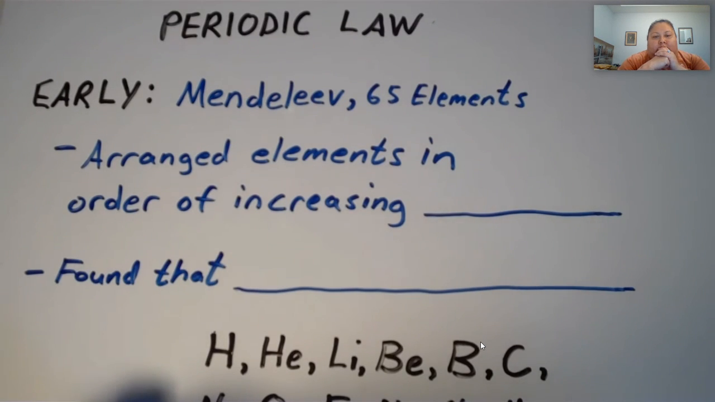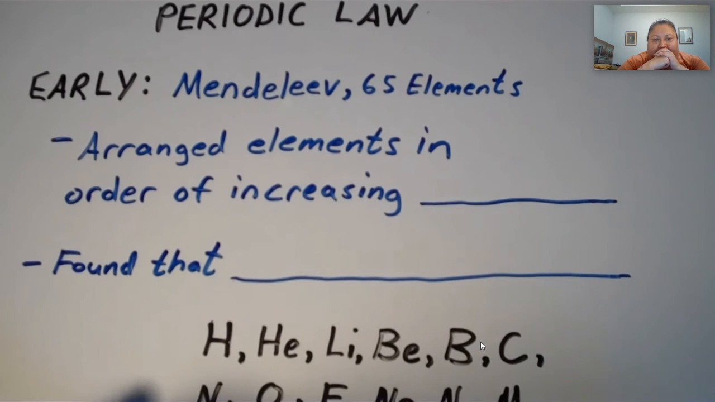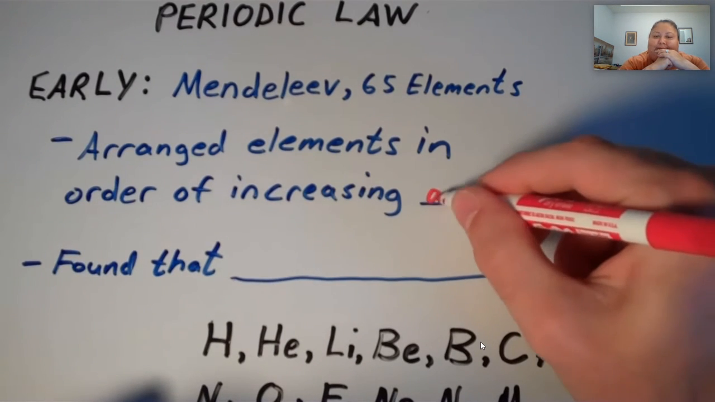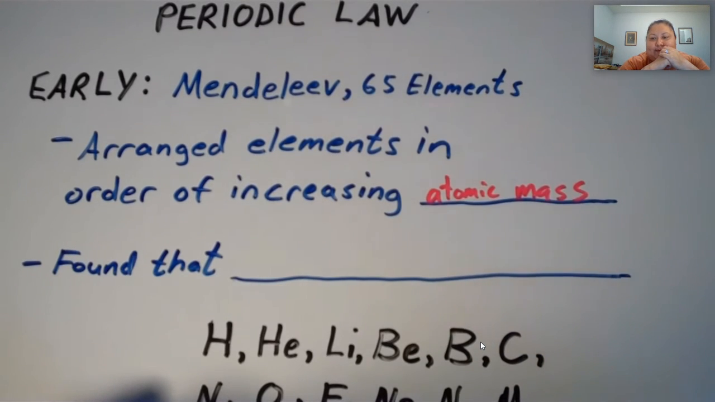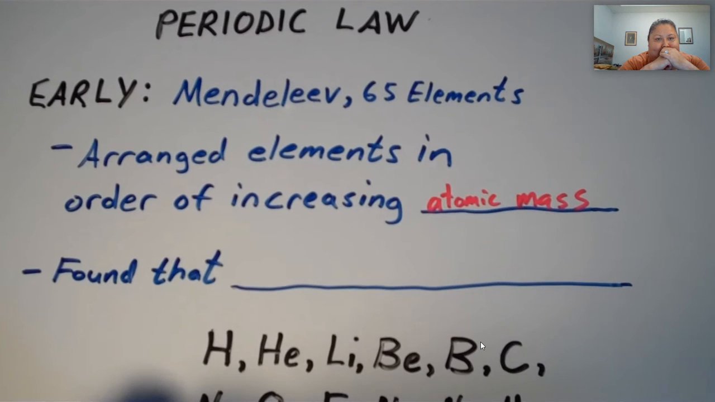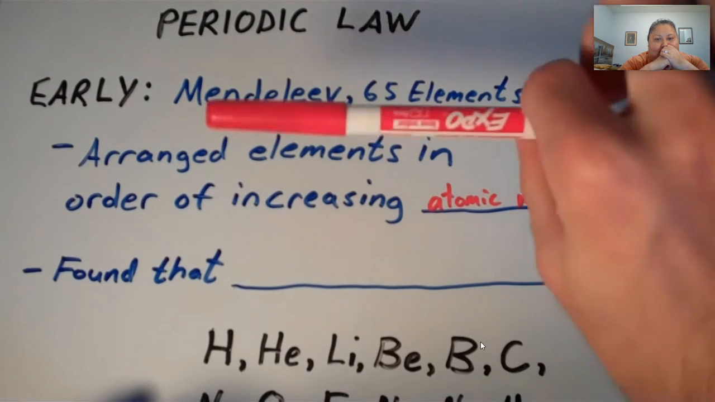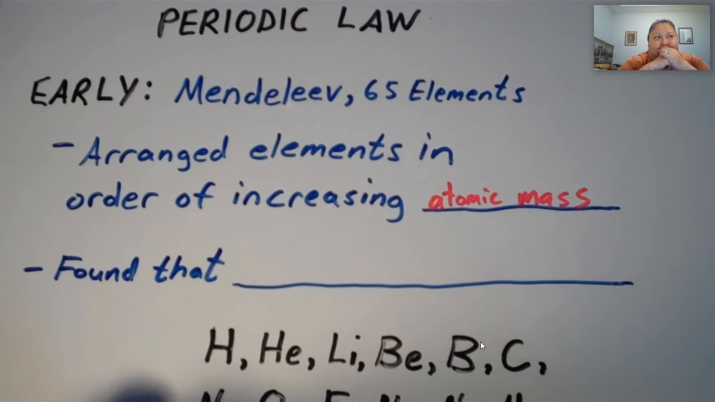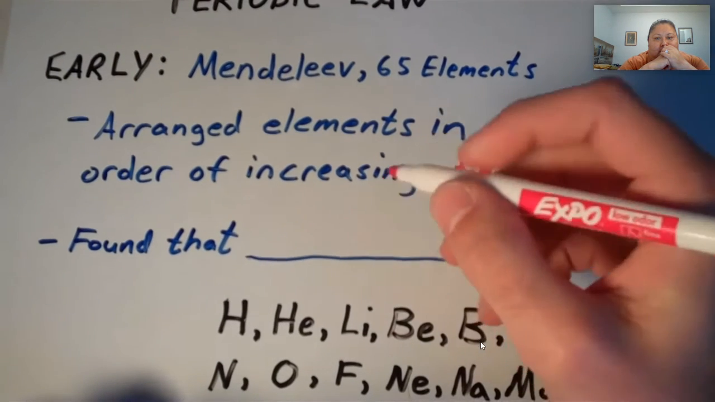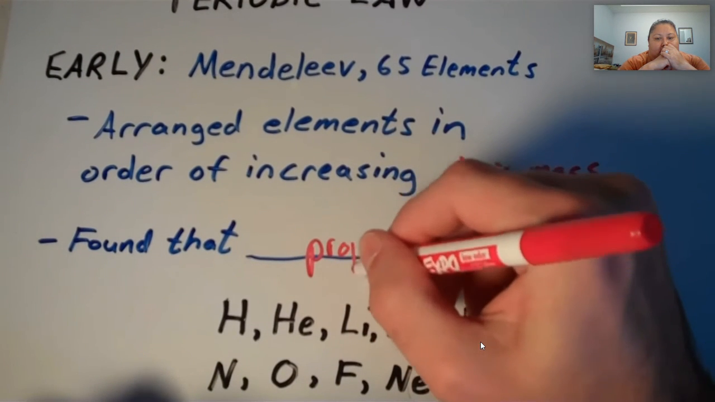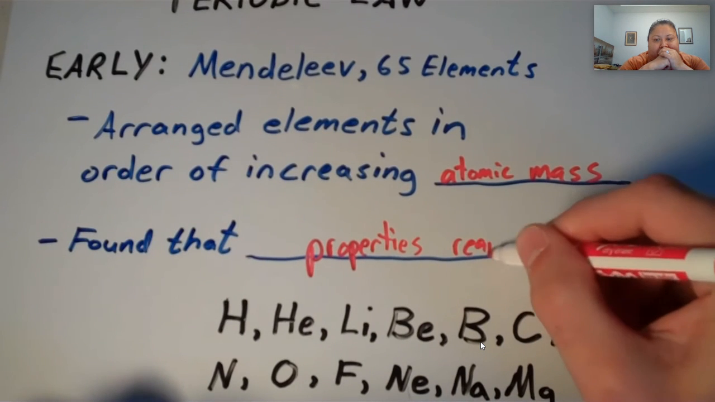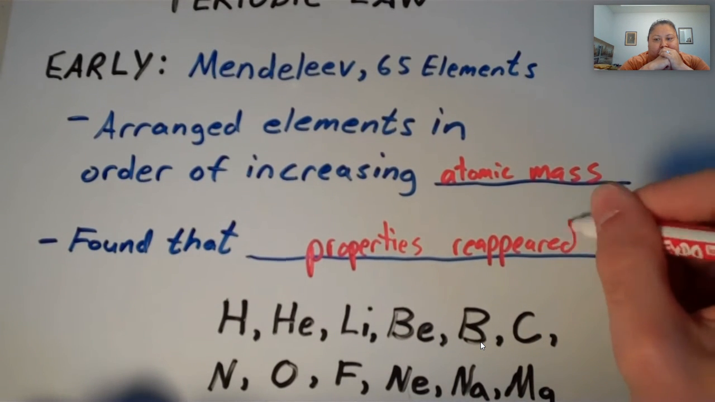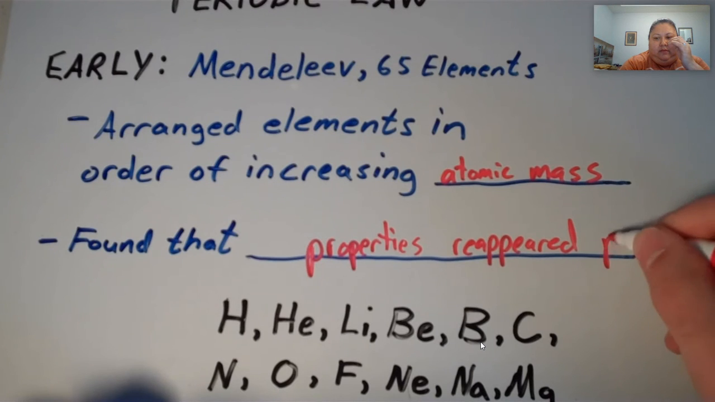So what Dmitry Mendeleev did was he arranged the known elements in order of increasing atomic mass. And when he arranged these elements in order of increasing atomic mass, he found that certain properties reappeared periodically.